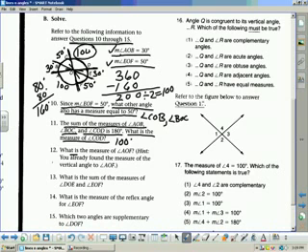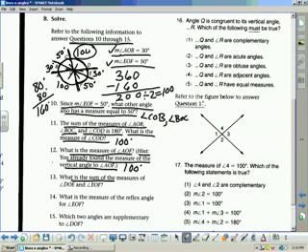Number 12. What is the measure of AOF? Hint, you already found the measure of a vertical angle AOF. We did. We already put it in the diagram. Vertical to AOF is vertical COD, which was 100 degrees.